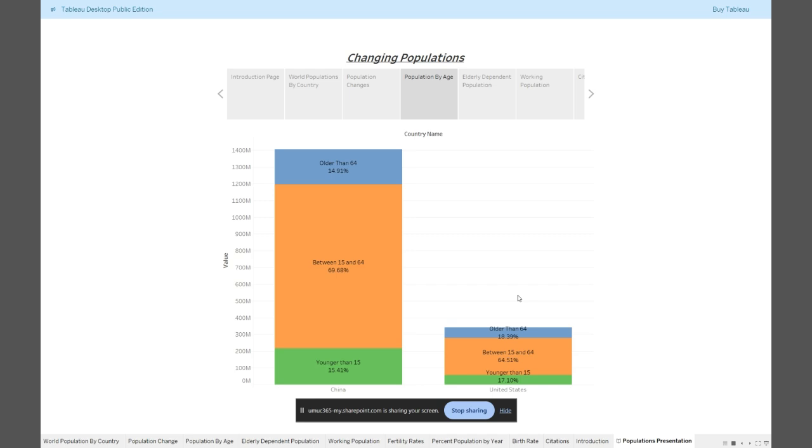The next thing that I wanted to add was this stacked bar chart. This bar chart is just a breakdown into the percentages of where each population lies between the United States and China. You can see that it's broken down into younger than 15, between 15 and 64, and older than 64 for China and the United States. While they are similar, the United States has a larger older than 64 and younger than 15 population, whereas China is the opposite.